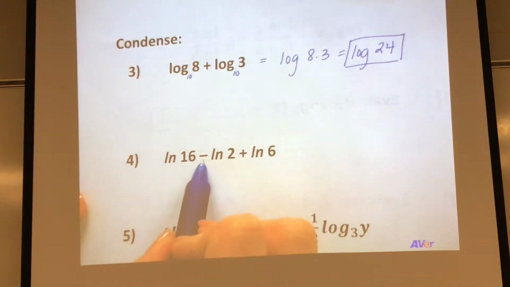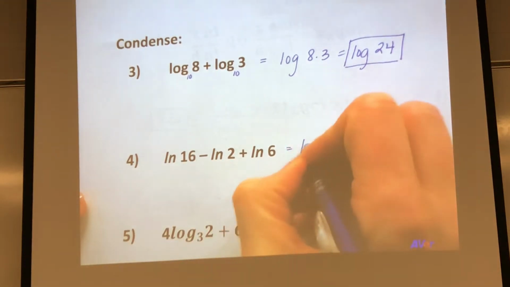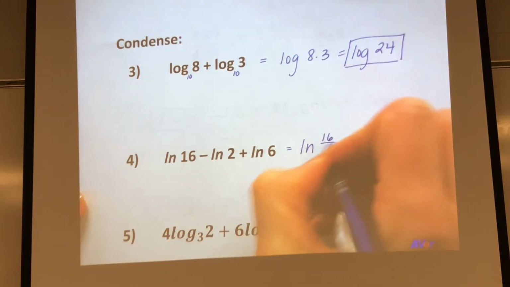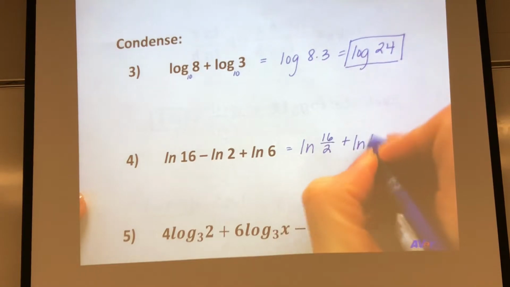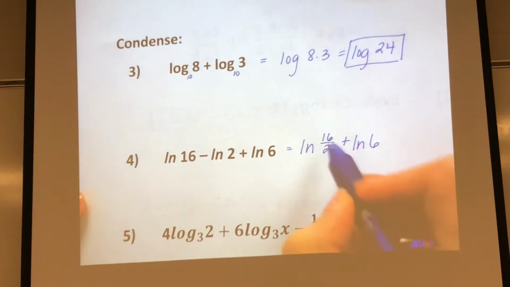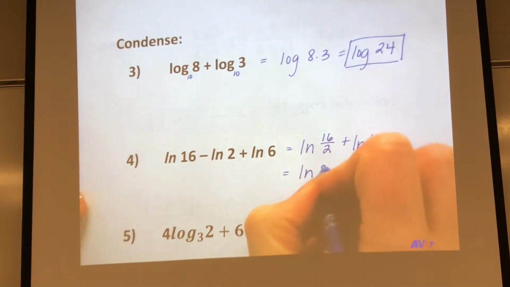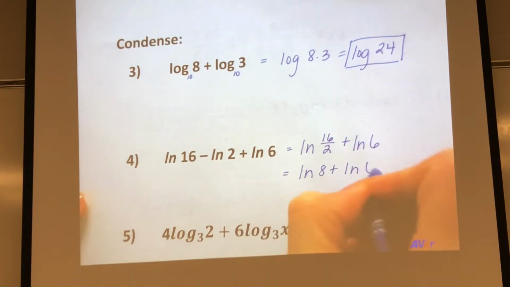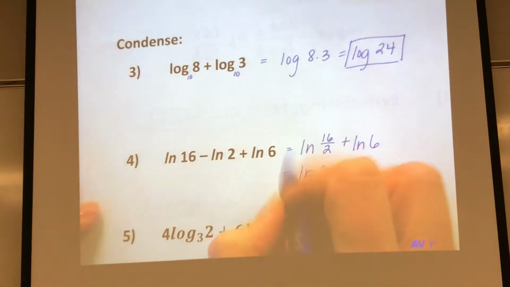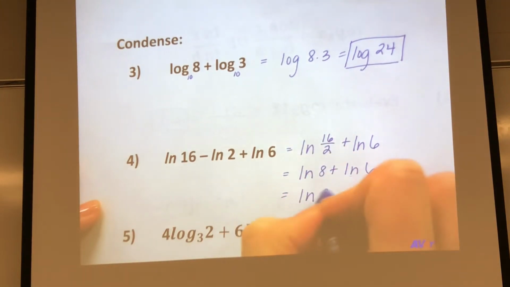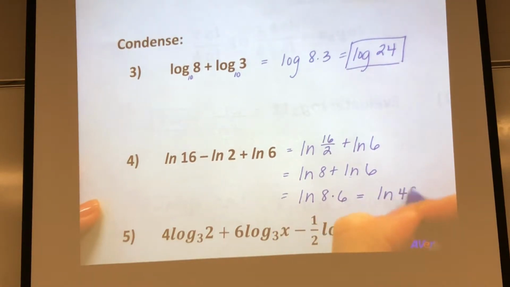So here we have subtraction. We talked earlier that subtraction means division. So 16 divided by 2. We still have the natural log of 6 being added. 16 divided by 2 is, of course, 8. So natural log of 8 plus natural log of 6. And then, since those are being added, we can multiply them. So natural log of 8 times 6, which simplifies to the natural log of 48.